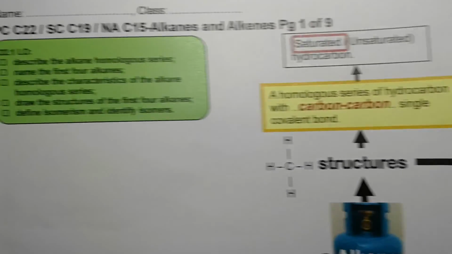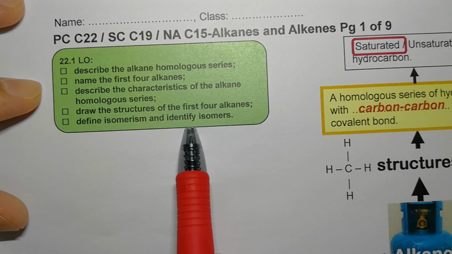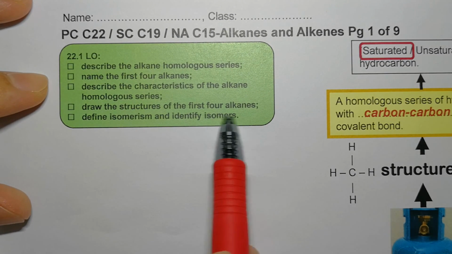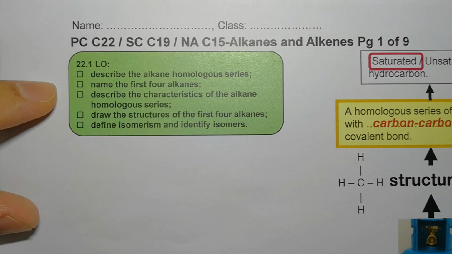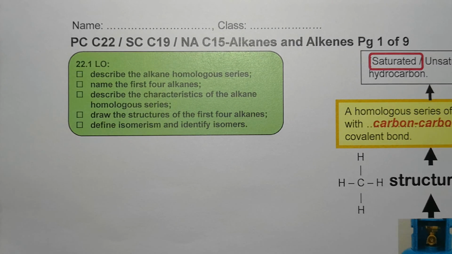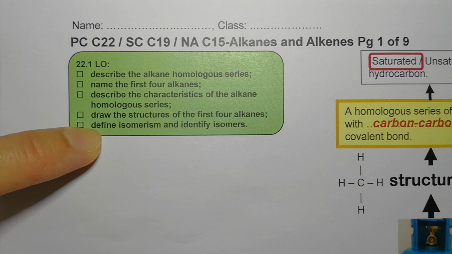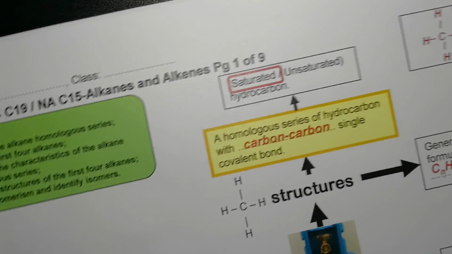And then the last part, define isomerism and identify isomers. As I mentioned just now, this learning objective is only applicable for pure chemistry. For combined chem and normal academic chemistry, this isomerism is not in your syllabus.